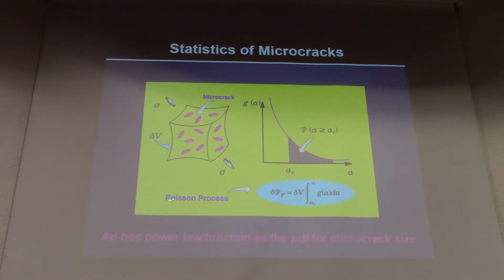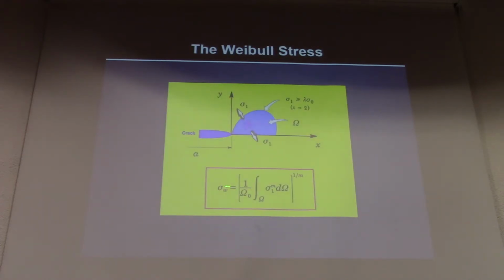The Beremin model and all other similar local approach models assume an ad hoc power law function for the probability distribution of the microcrack size. This is a very strong assumption which is implied in the model. From the Beremin model, we can then arrive at the Weibull stress. The Weibull stress is a very convenient fracture parameter, because it is the integral of the principal stresses over the fracture process zone. So it couples the change in stresses and the volume of the process zone.